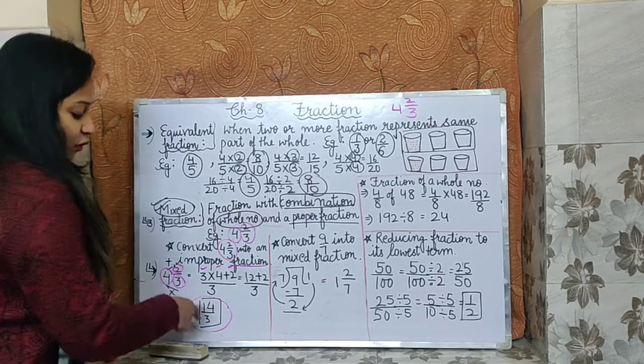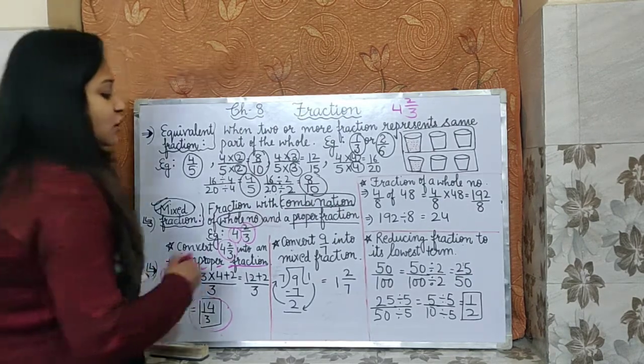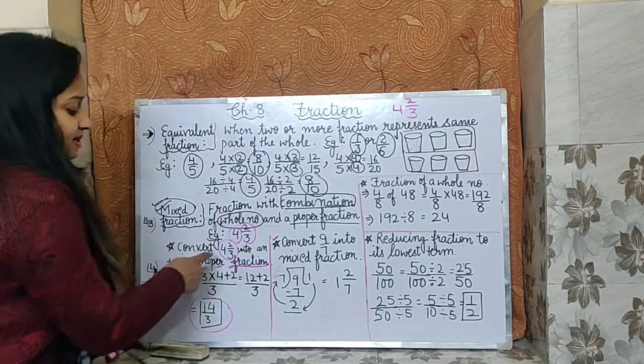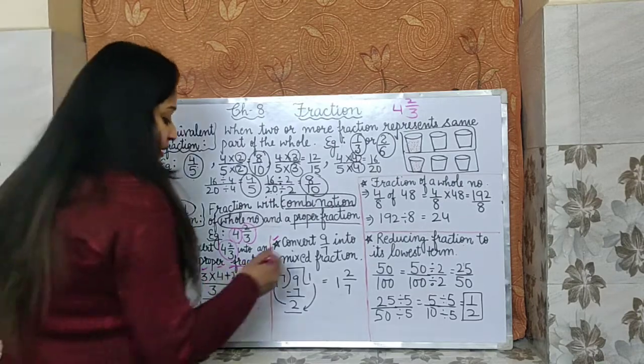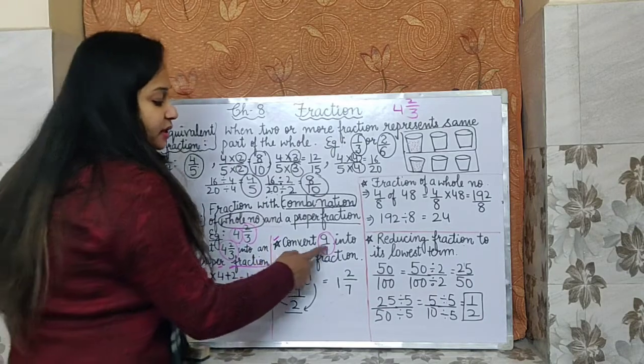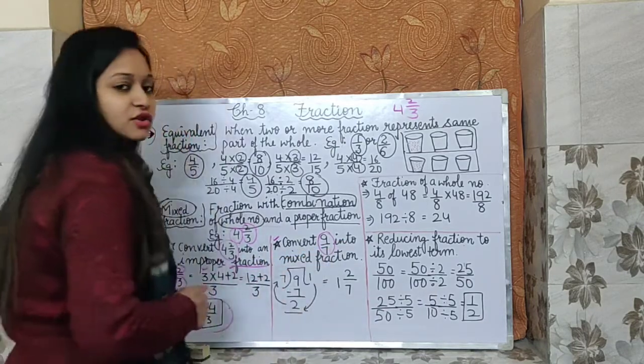What is the answer here? 14 by 3, right? Moving on to next number. Next topic: convert. अभी तो हमने मिक्स्ड से इम्प्रॉपर में किया, बट व्हाट अगर मुझे इम्प्रॉपर को मिक्स्ड में वापस से करना हो. If I want to convert this improper fraction into mixed fraction, what I'll do?